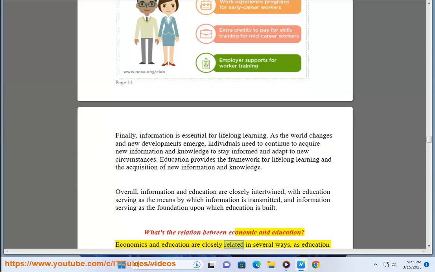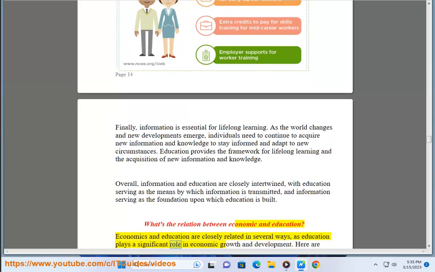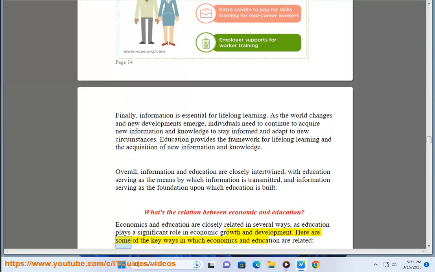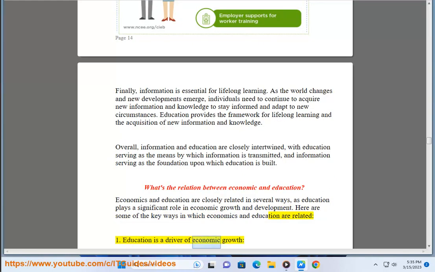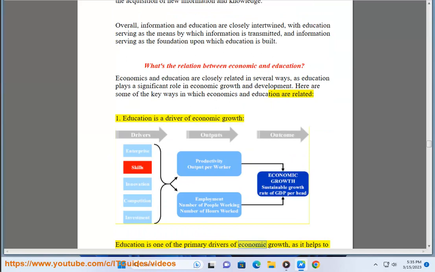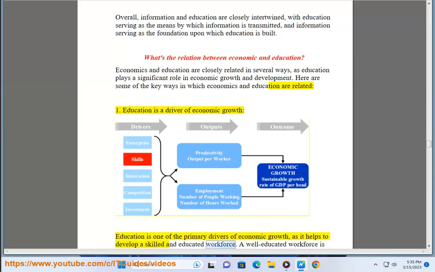Economics and education are closely related in several ways, as education plays a significant role in economic growth and development. Here are some of the key ways in which economics and education are related. 1. Education is a driver of economic growth. Education is one of the primary drivers of economic growth, as it helps to develop a skilled and educated workforce.